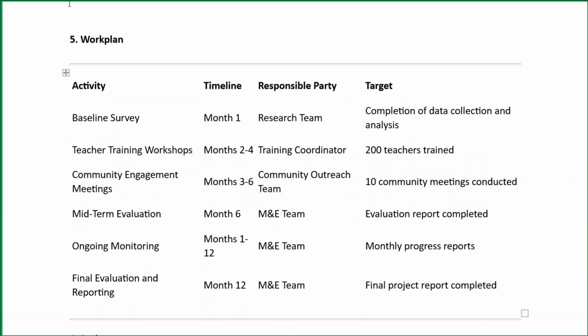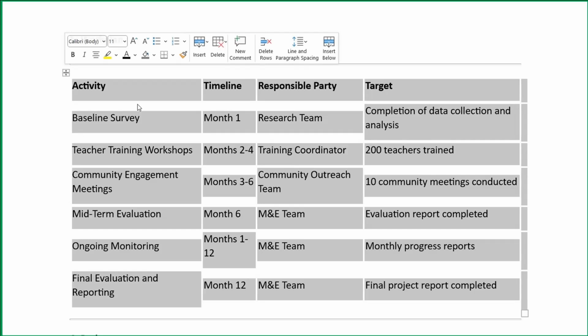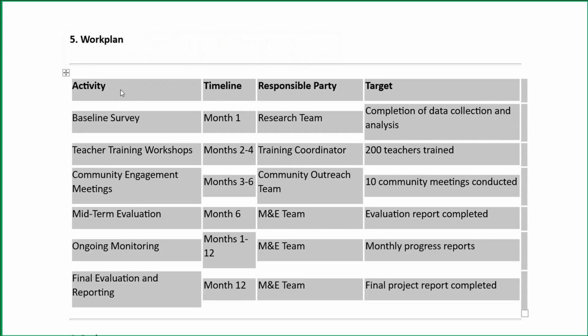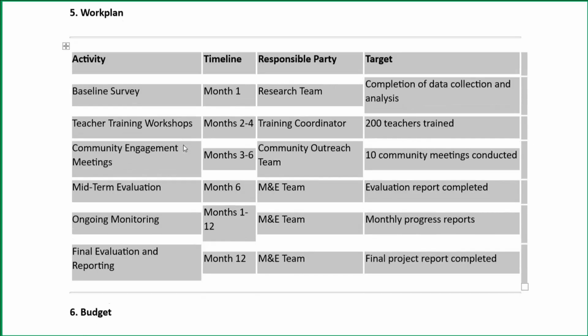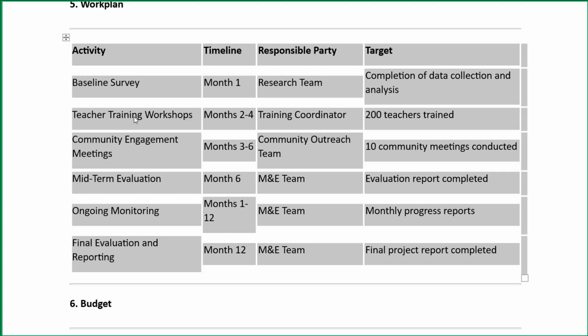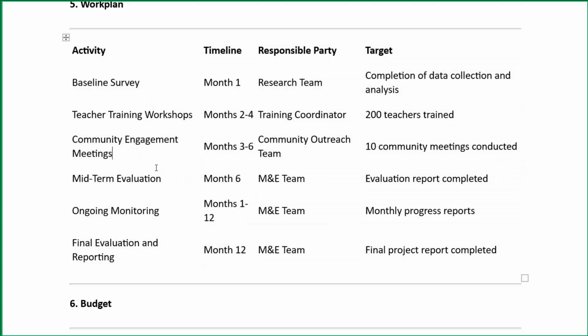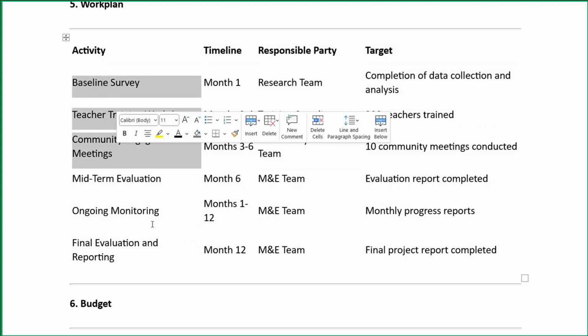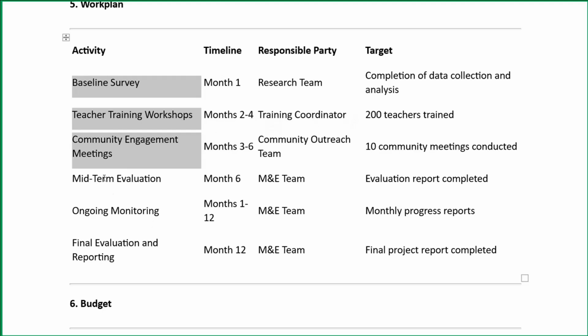Here you can see the work plan: each activity, timeline, responsible party, and target. I will show you the Excel template where you will find lots of other details. So this is basically a simple example of a work plan which you can add in the proposal. But usually we need to develop our plan in an Excel sheet. You will see that in the work plan section. This is my work plan for that activity: baseline survey, teacher training workshop, community engagement. All activities are aligned with that TOR. Midterm evaluation, ongoing monitoring, final evaluation.